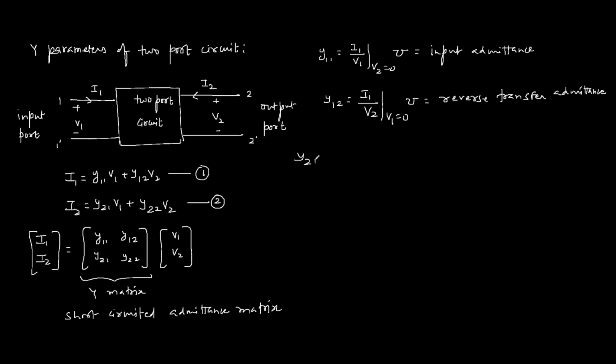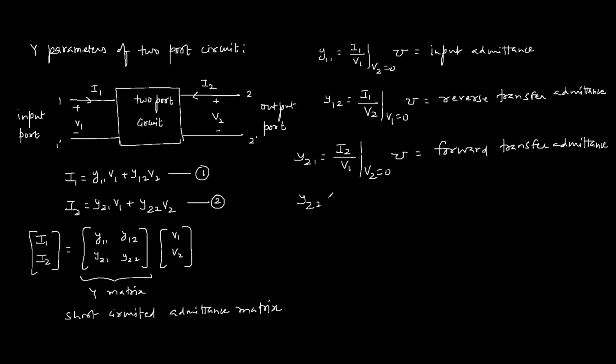Now Y21 is the ratio of I2 to V1 when V2 is 0 and its unit is mho. It is called forward transfer admittance because it is the ratio of current of output port to the voltage of input port when the output port is short circuited. Here admittance is transferring from input port to output port. That's why it is called forward transfer admittance.